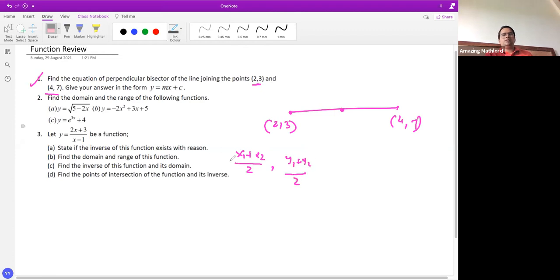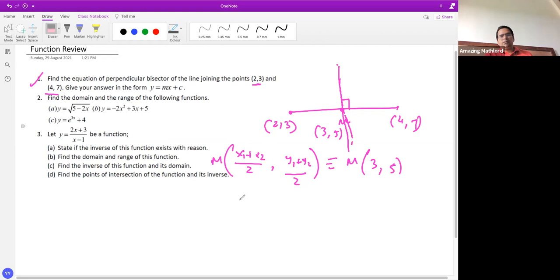The relevance is you're going to show these workings. Don't skip these workings. So that will be the midpoint coordinates. So midpoint is basically here: 4 plus 2 is 6 upon 2, which is 3. And 3 plus 7 is 10 upon 2, which is 5. So midpoint is 3, 5. And the perpendicular bisector is going to pass through this midpoint.